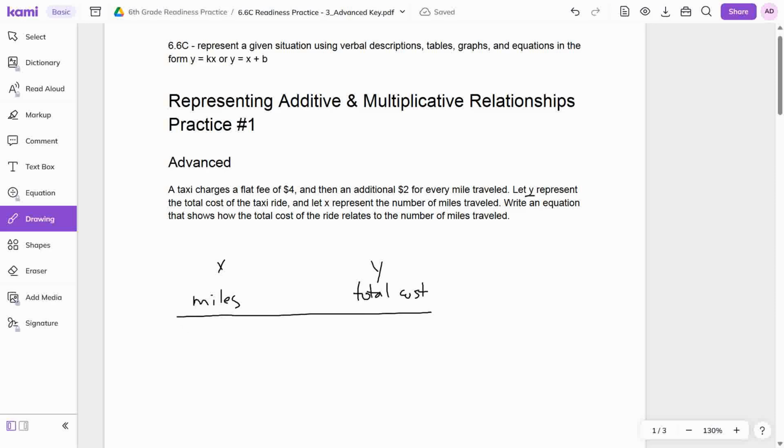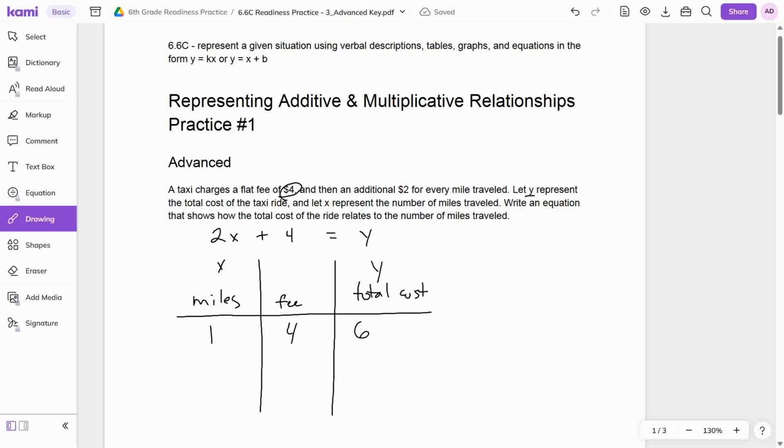So what I want to do is start with a table to kind of get us there. And I added an extra column here because we've got this flat fee, right? We've got this $4 that just for showing up, you get charged. All right, so it's $2 per mile. So really what we're going to do is take our miles and multiply that by 2. So 1 mile, right? It's going to be $2 for that mile plus that flat fee, that $4, that's going to equal my y.